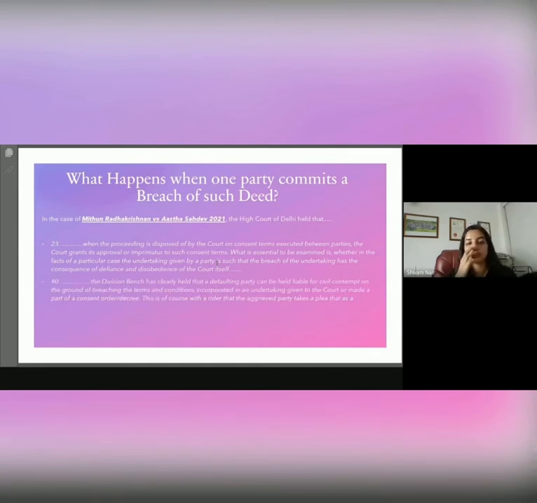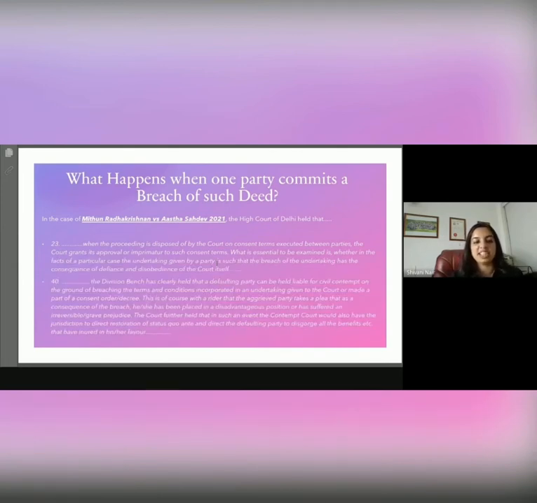So, to deal with this issue, the High Court of Delhi, in one of the cases, Mithun Radhakrishnan versus Astha Sehdev, stated that when the proceedings are disposed of by the court on consent terms executed between the parties, the court grants its approval or imprimatur to such consent terms. What is essential to be examined is whether the facts of a particular case are such that the breach of the undertaking has the consequence of defiance and disobedience of the court itself.